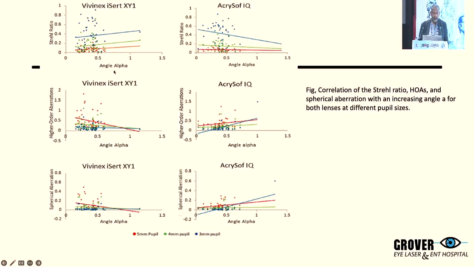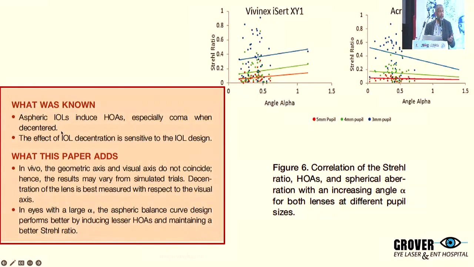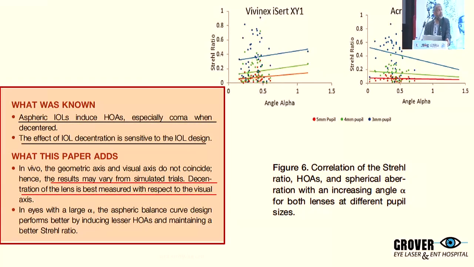This is with the increase in angle alpha along the x-axis, and we compared the Strehl ratio, higher order aberration, and spherical aberration. As you can see, as the angle alpha increases, we have a maintenance of the Strehl ratio, whereas in the IQ lens it goes down. Similarly, the relation is negative with the spherical aberration as well as higher order aberration. So we concluded from this study that in vivo, the geometric axis and visual axis do not coincide. Hence, the results may vary from simulated trials like we have done in this in vivo study.